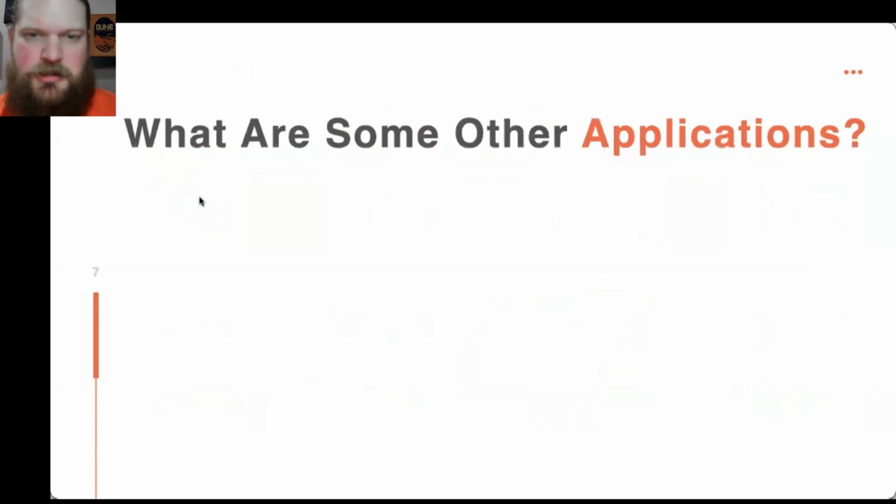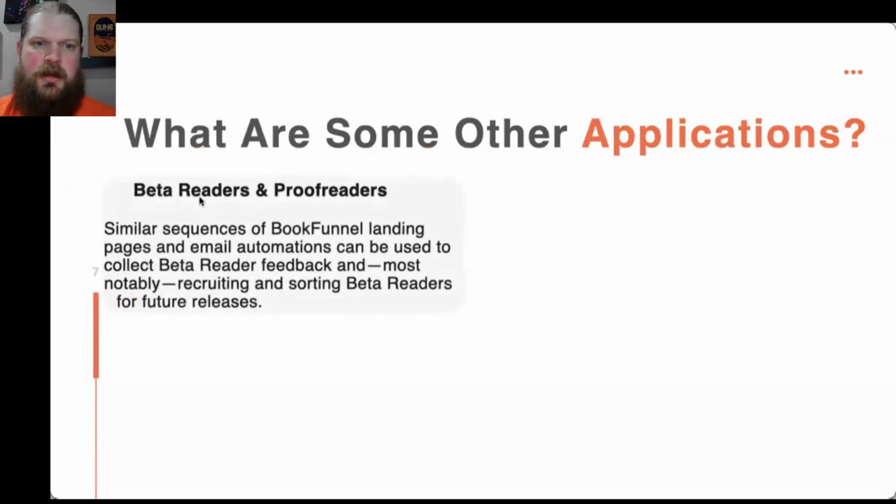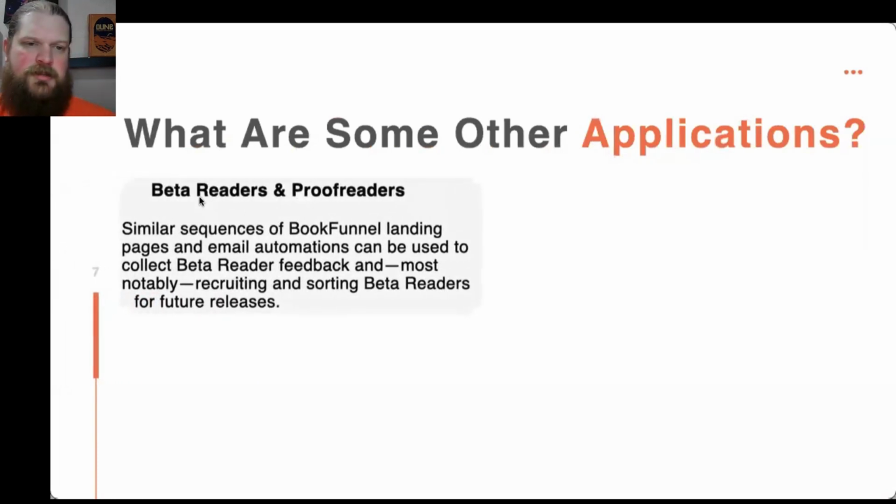So what are some other applications for this? What are some other ways we can use this or so forth? I want to mention these before we actually get to the dashboard and show you some things. So you can use a similar sequence for beta readers and proofreaders. Do the same sort of thing. Give away a beta reader copy, have them go through a sequence to give you some feedback.